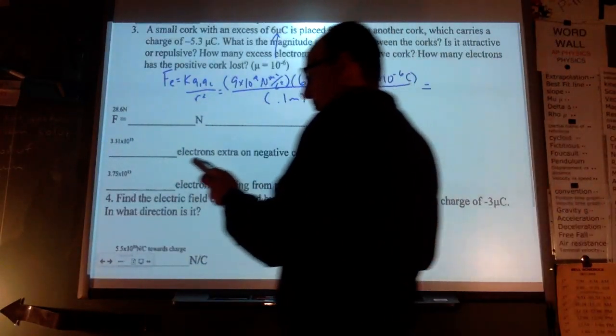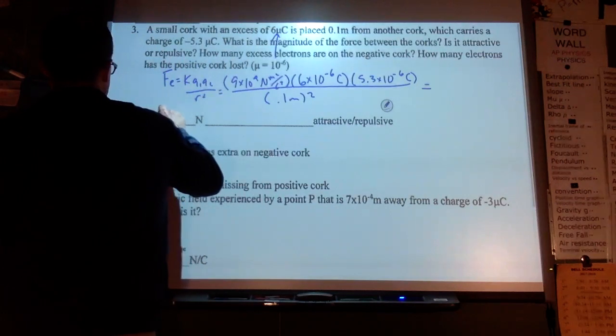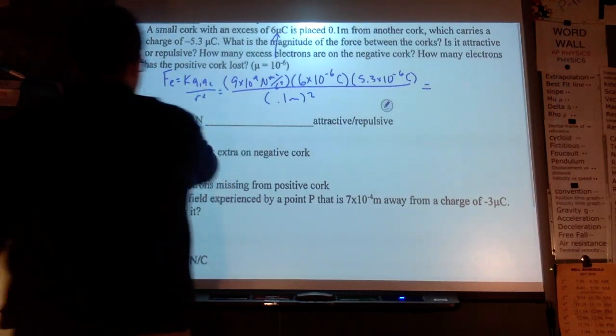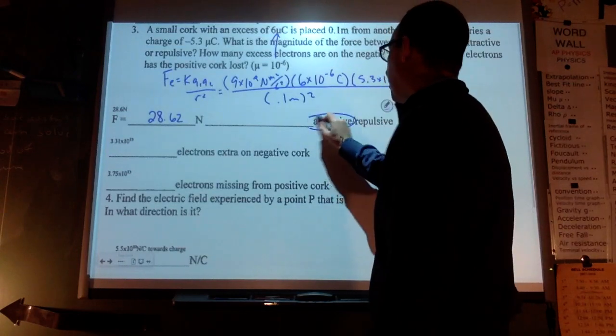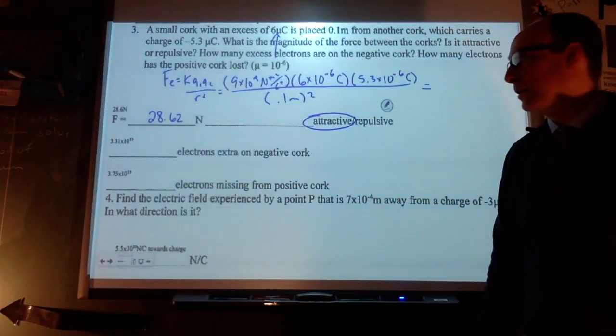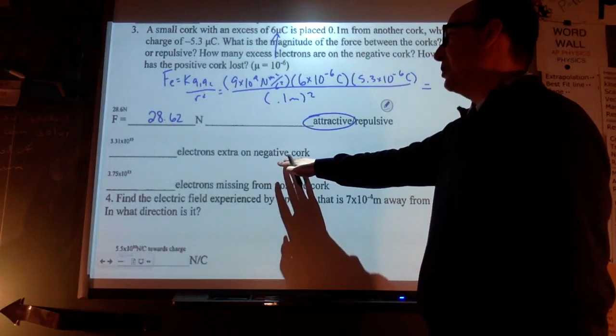So I got 28.62. So that agrees with what the answer key says. And then since one is negative and the other is positive, they attract. All right, so how many extra electrons?